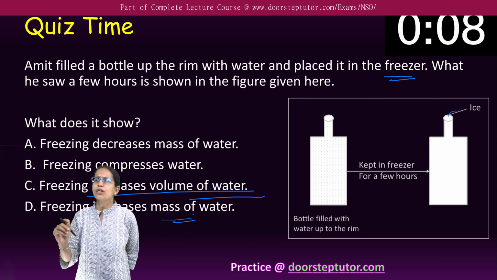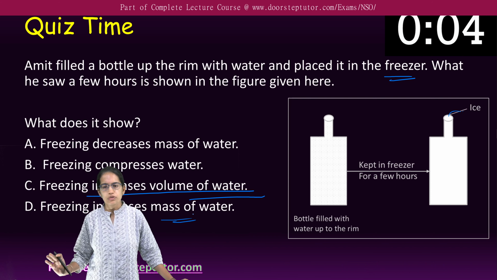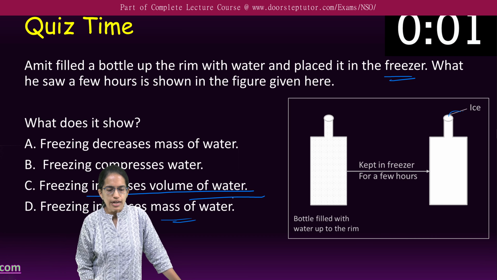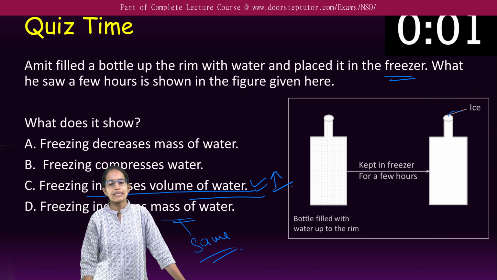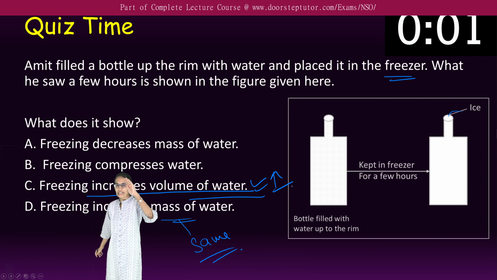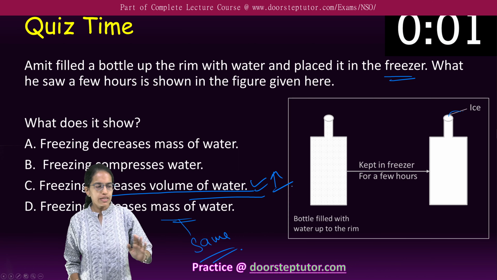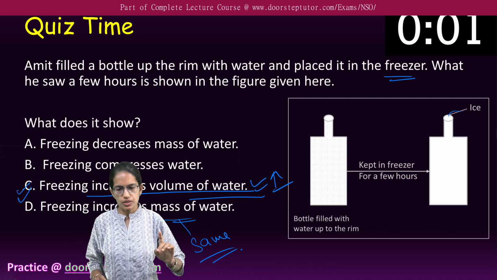Mass simply is the number of particles. In the higher classes, you would talk about atoms and molecules, but here mass is simply the number of particles. So that number of particles would remain the same. They would not increase. However, the volume would increase. So freezing increases the volume of the water. Very, very important question that we have discussed here. So C becomes the option here.